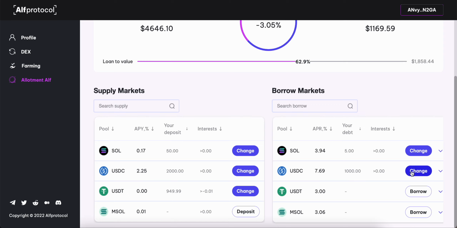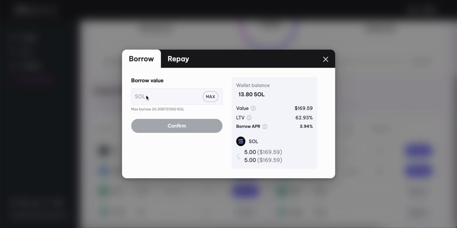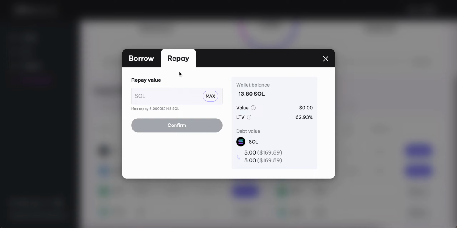And then you have these two buttons. If you want to borrow something, you will see the button borrow. If you already have a borrowed position, you will see the button change. If you click on it, you are able to borrow more based on your maximum borrowing limit, or you can repay your debt by simply clicking repay and entering the amount of your debt you want to repay.